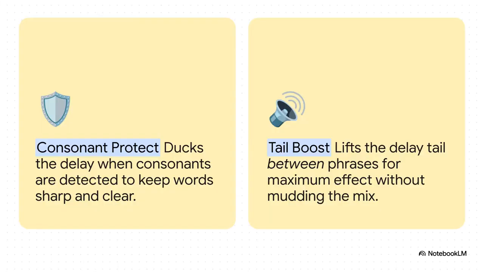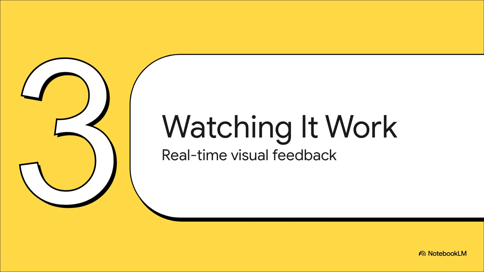So let's break down the two main controls here, because this is where the magic really is. First, you've got consonant protect. This is amazing. The plugin literally listens for those hard consonants, your T's, K's, and S sounds, and for a split second, it ducks the delay volume. What does that do? It lets the word punch through with perfect clarity. Then, tail boost does the exact opposite. It's smart enough to hear the gaps between the vocal phrases, and in those moments, it lifts the volume of the delay tail, so you get all that beautiful, lush atmosphere right when you want it without ever stepping on the actual lyrics.